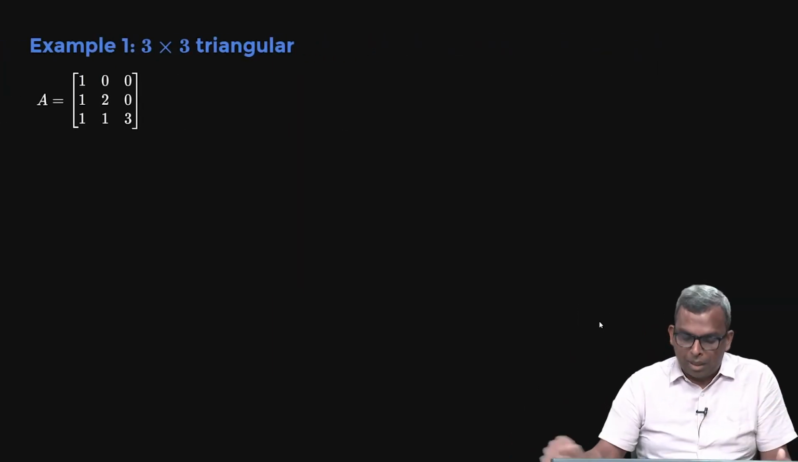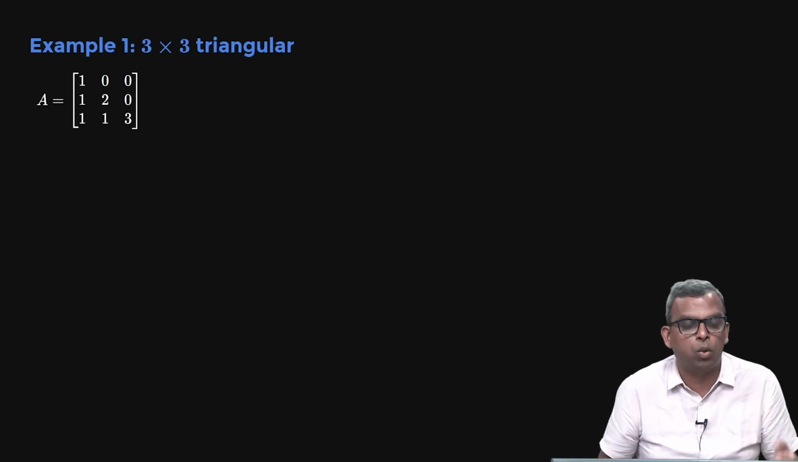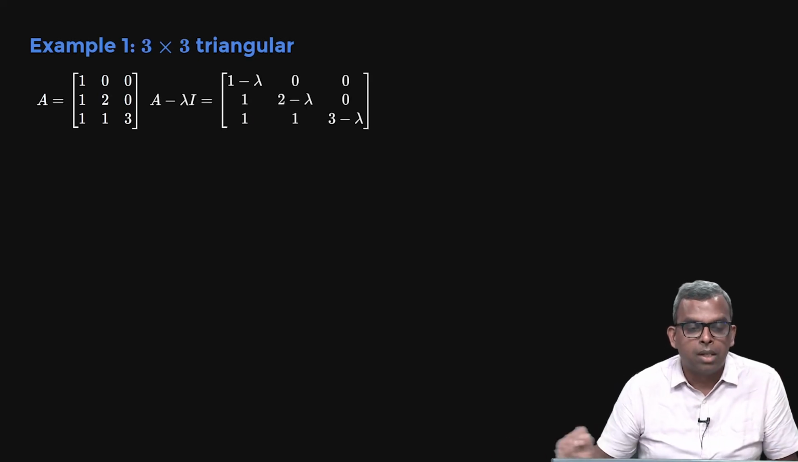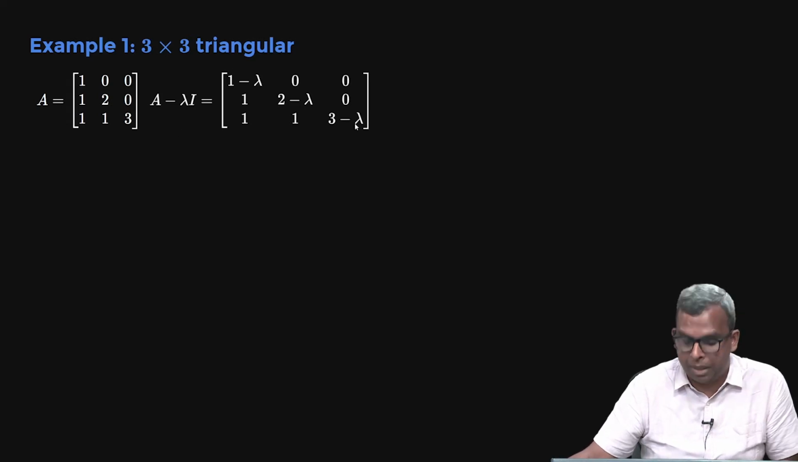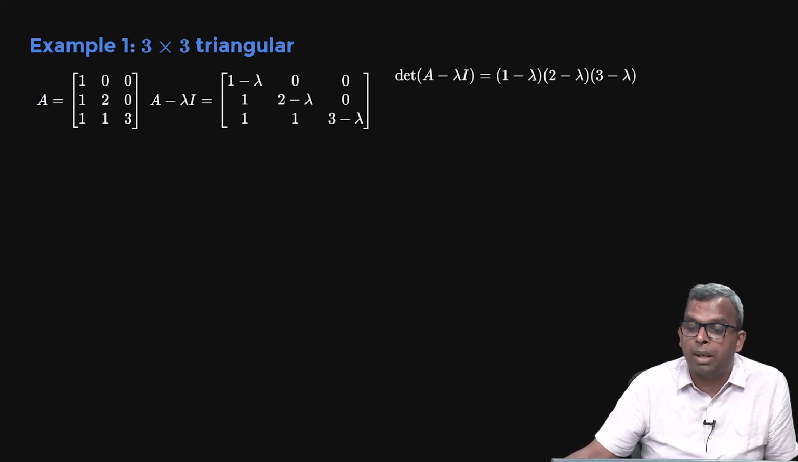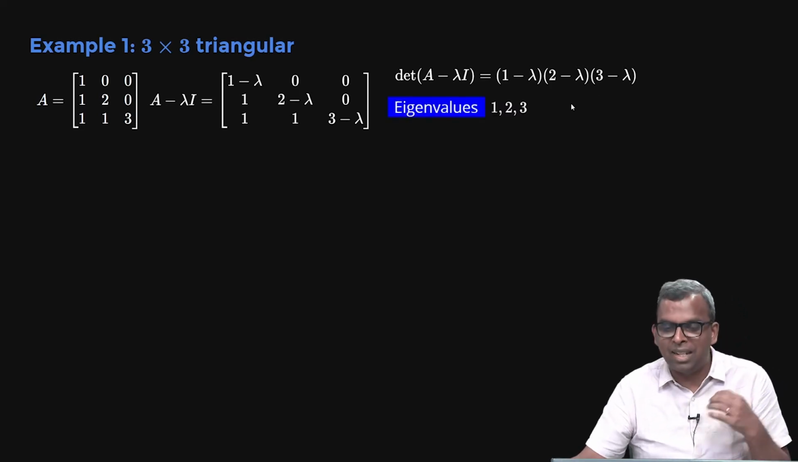Okay, here's the example. I'm going to start with a simple example, which is a 3 cross 3 triangular matrix, 1, 2, 3 on the diagonal, and then what is off diagonal doesn't matter. Okay, so if you do A minus lambda I, notice this lambda subtracts on the diagonal alone, so you get 1 minus lambda, 2 minus lambda, 3 minus lambda, and the determinant is easy for a triangular matrix. It's just the product of the diagonal elements, so it's 1 minus lambda, 2 minus lambda, 3 minus lambda. It comes out in factored form. You can easily read out the eigenvalues.